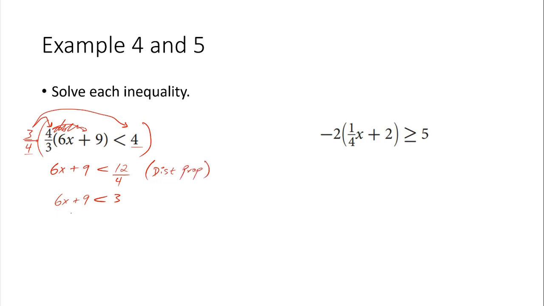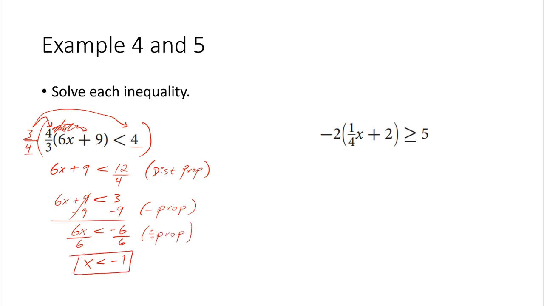And how do you get rid of a plus 9? Hopefully you're thinking subtraction, right? So that's a subtraction property of equality. All right, so we got 6x is less than negative 6. How to get rid of a multiplying 6, the coefficient in front of x, right? Hopefully you thought division. And that should give you negative 1. So again, that was the division property that got us through there. All right, so that will be our solution for this inequality. So basically our answer is anything less than negative 1.